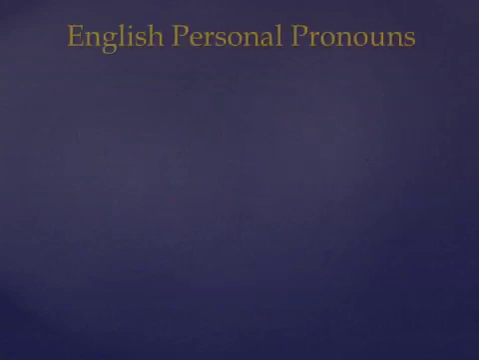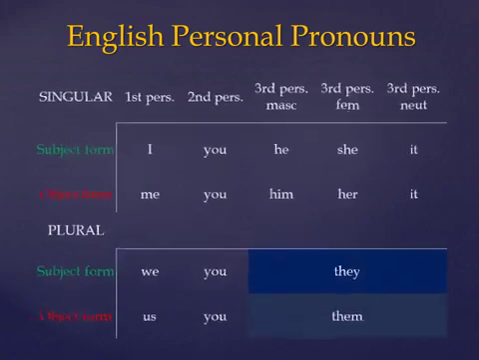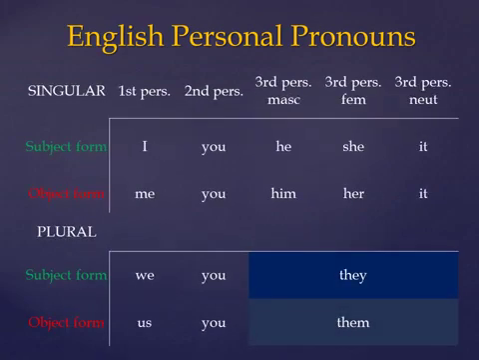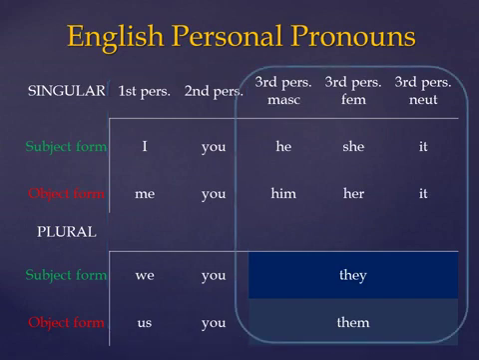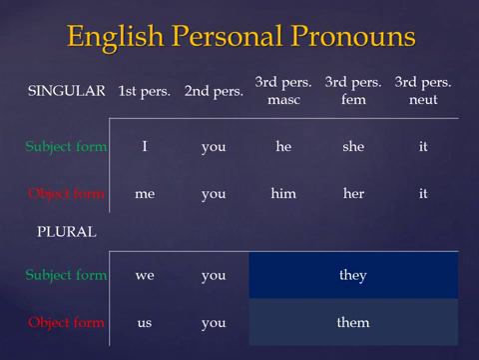Okay, so let's look at all the personal pronouns in English. The first thing to notice is that the first and second person forms are genderless. That means there aren't separate forms for male, female and neuter, whereas the third person has different forms for male, female and other things. In the plural, the third person all has the same form, they or them. Hopefully you're familiar with the English personal pronouns, but you may not have seen them written down in this way.